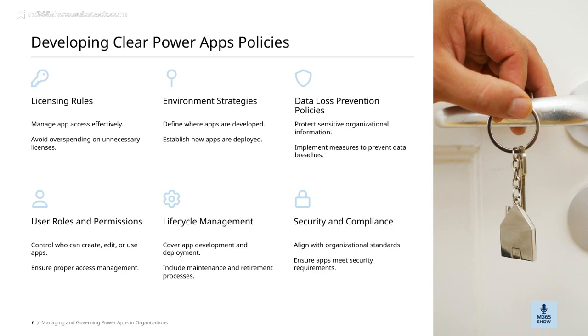We also need to define where apps are developed. Establishing clear environment strategies helps us control app deployment locations and manage resources efficiently. Alongside this, managing app access effectively is crucial to avoid overspending on unnecessary licenses, which can be both costly and inefficient. By setting these policies and strategies, we're creating a strong foundation for secure, compliant, and well-managed Power Apps across the organization. This aligns perfectly with our goal of leveraging Power Apps as a powerful tool while maintaining control and security.